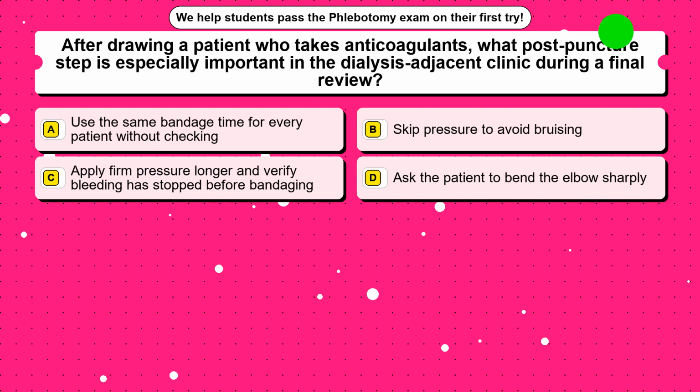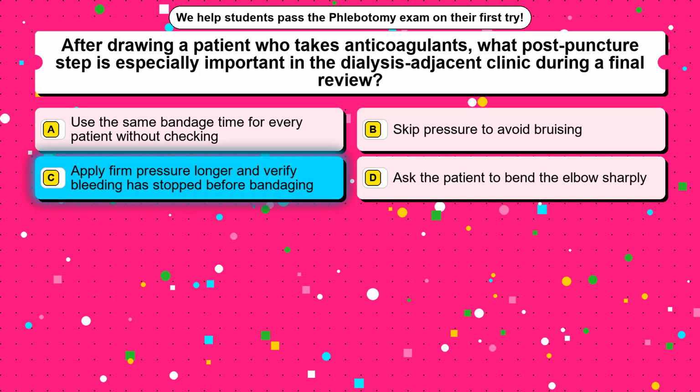Question 42. After drawing a patient who takes anticoagulants, what post-puncture step is especially important in the dialysis-adjacent clinic during a final review? Option A. Use the same bandage time for every patient without checking. Option B. Skip pressure to avoid bruising. Option C. Apply firm pressure longer and verify bleeding has stopped before bandaging. Option D. Ask the patient to bend the elbow sharply. The correct answer is option C.